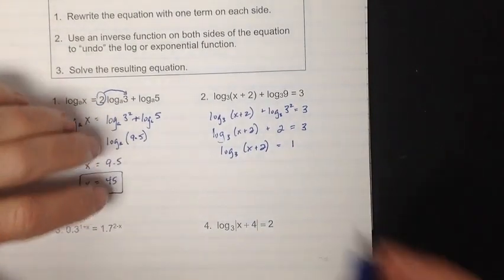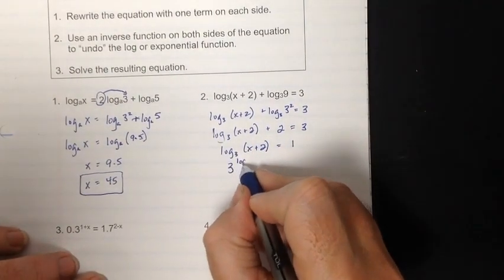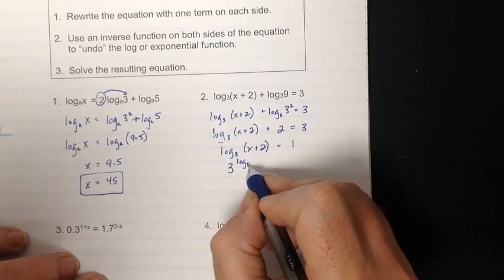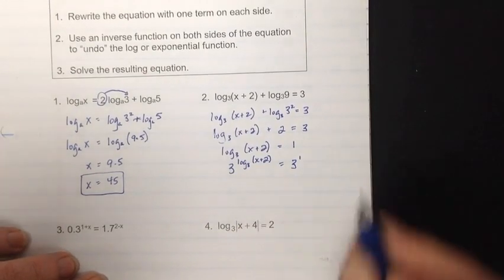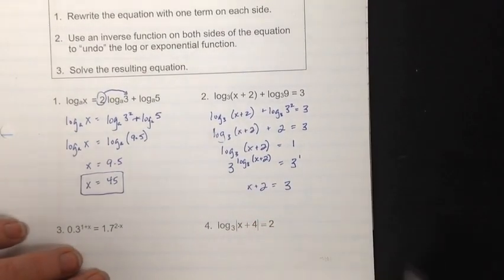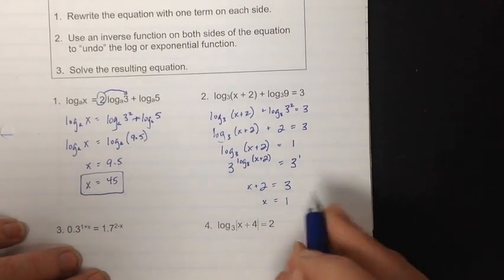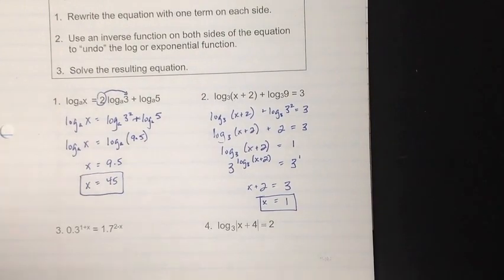Now I'm going to exponentiate it. My inverse of logarithm is exponents. So log base 3 of x plus 2 equals 3 to the first power. The left side simply becomes x plus 2. 3 to the first is 3. x equals 1. And there we go. We are done.